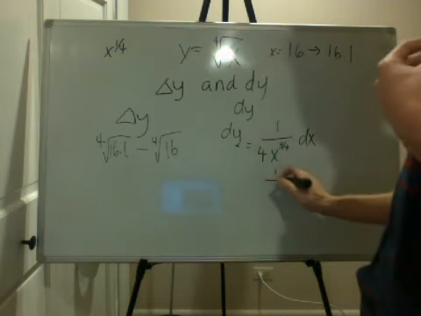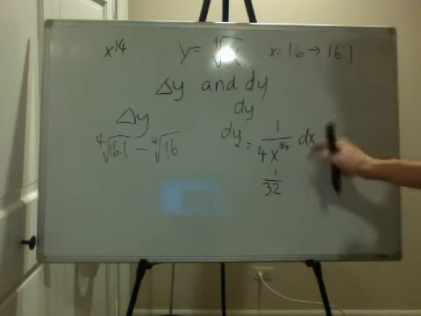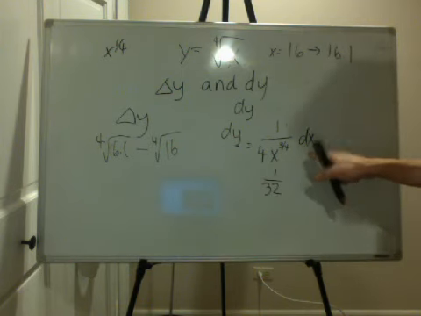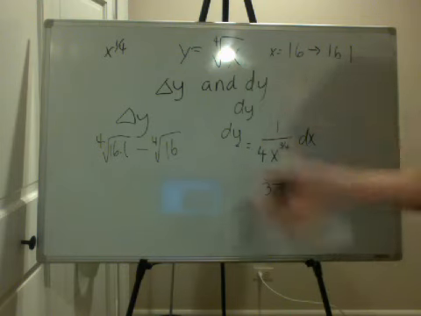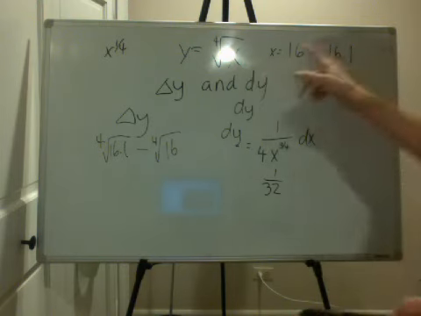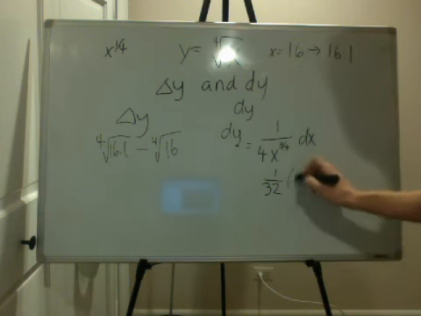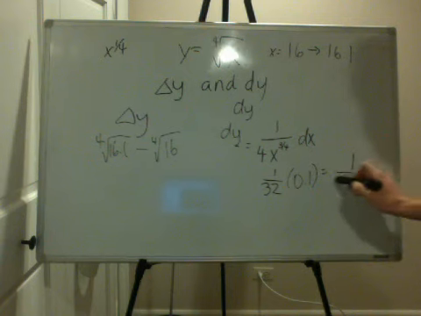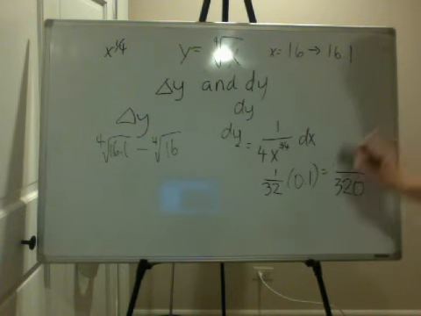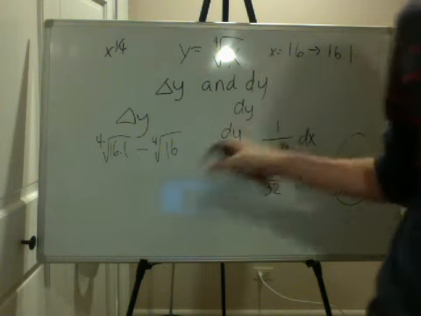But basically, we already know this is 1 over 32, but you're multiplying it then times the dx. Now dx and delta x, triangle x, changing x, they're the same thing, and that's just how much the x is changing. In this case it's by 0.1 or 1/10. So therefore the dy for this problem is 1 over 320. And that's the difference between delta y and dy.